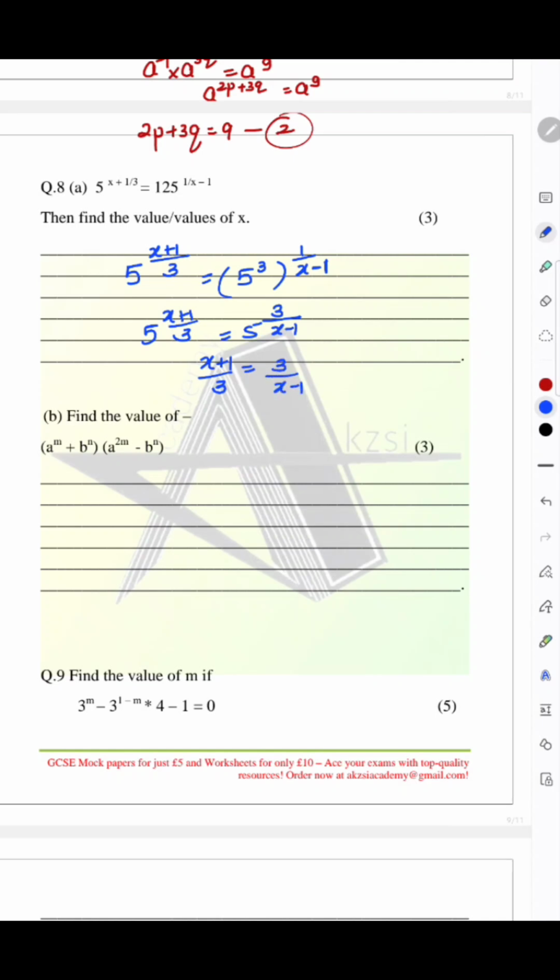Cross multiplying, I'll get (x plus 1) times (x minus 1) equals 3 times 2. So (x plus 1) times (x minus 1), either factorize them conventionally, or there's a direct rule which says (a plus b) times (a minus b) is always a squared minus b squared, which is x squared minus 1 squared equals 9. X squared is 10 and x is plus minus root of 10. So this is the solution for part A.